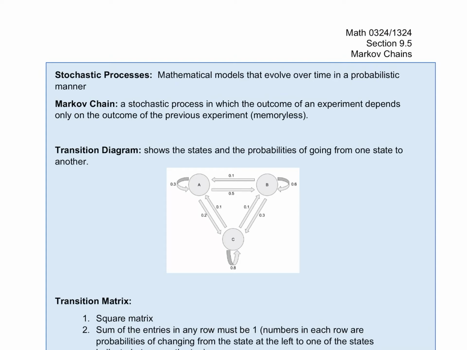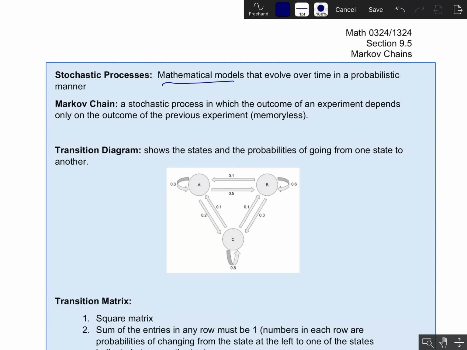So the first definition is that of a stochastic process. So a stochastic process is just some mathematical model that evolves over time in some probabilistic way. So you should think of the word stochastic here as just being synonymous with random. So this is a random process.